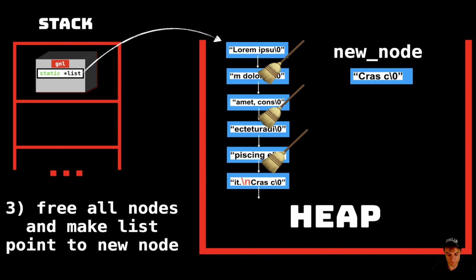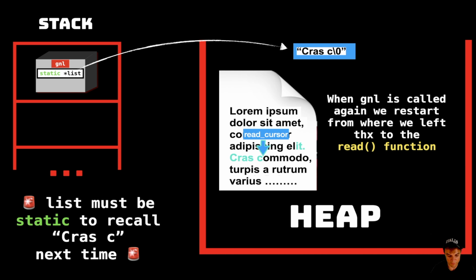Next, I'm gonna free all these nodes. I don't need them anymore, so I'm gonna just remove all of that. Boom. And I'm gonna link the list to this new node that contains the final chars that we haven't used. So now when get next line is called again, we are gonna keep on from the point we finished, which is exactly cross C.